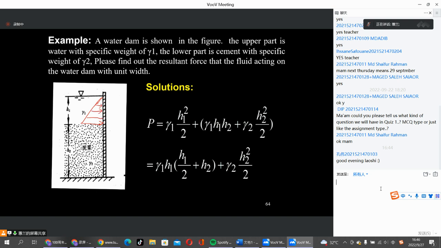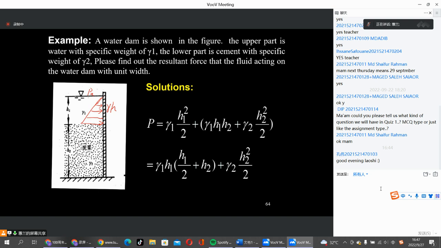Because we know the pressure increases linearly with the vertical distance to the free surface. Here we use gauge pressure. Gauge pressure means we measure pressure relative to the atmospheric pressure. The free surface is at atmospheric pressure. So the absolute pressure minus the ambient atmospheric pressure results in the gauge pressure. That's why at the free surface the gauge pressure equals 0, and then it increases with the vertical depth to the free surface, right? So this is the upper part.